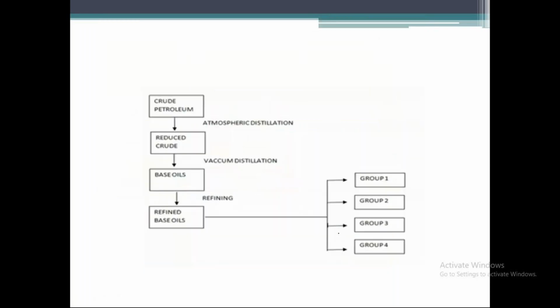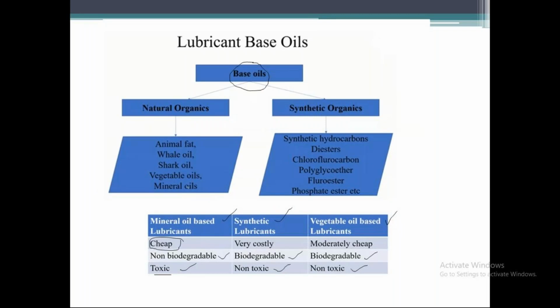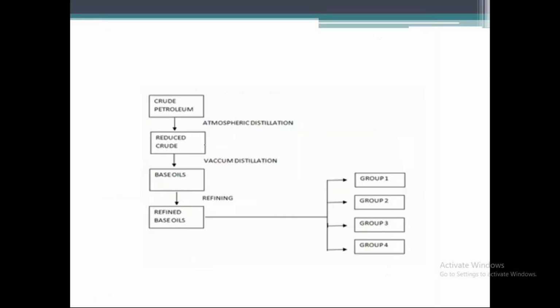So moving ahead, you know we are obtaining this base oil either from vegetable oil or mineral oil. But we don't know how to extract from mineral oil, right? We will get oil in a crude form first, we will call this crude petroleum. Then after the distillation process, vacuum distillation and further refining, we will classify this into different groups. So these are the steps to obtain different base oils. So here comes our refined base oils.